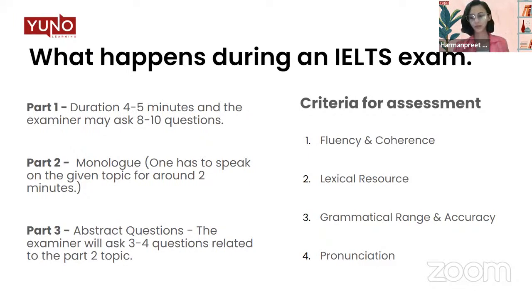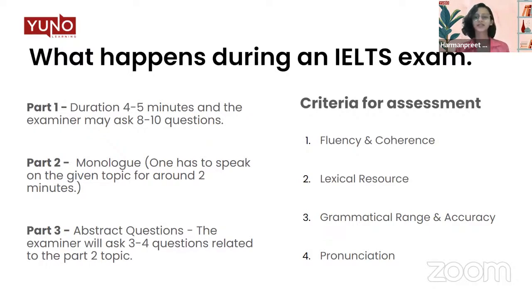Part one has a duration of about 4 to 5 minutes, and the examiner may ask 8 to 10 questions, which can be anything around your personal life, your hobbies, or very basic questions about your accommodation. Part 2 is a monologue, where one has to speak on a given topic for around 2 minutes. This is a cue card where you're given a question and you have to elaborate on that question for 2 minutes. Next, part 3, abstract questions, where the examiner will ask 3 to 4 questions related to the part 2 topic. So this is how your IELTS exam is structured.